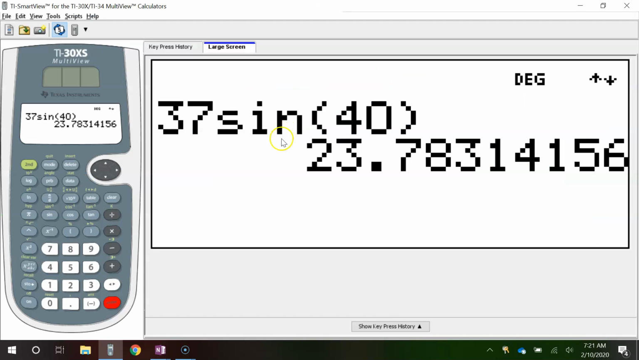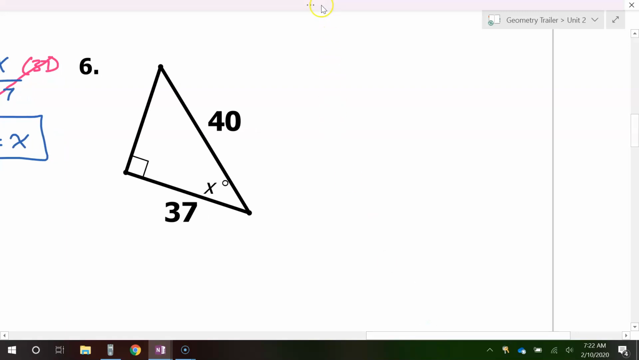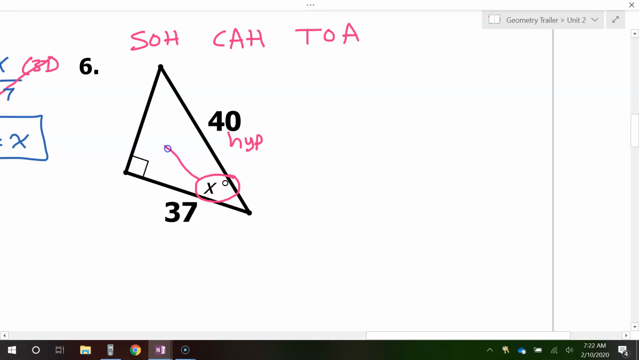All right, is that what I said? Okay, all right, on to number 6. All right, so SOHCAHTOA. Where is that hypotenuse? It is across from the 90-degree angle, so this is the hypotenuse. Circle the angle that you are dealing with. Even though it's a variable, I circle it and draw an arrow going away from it. That will point at the opposite side. The remaining side is the adjacent side.